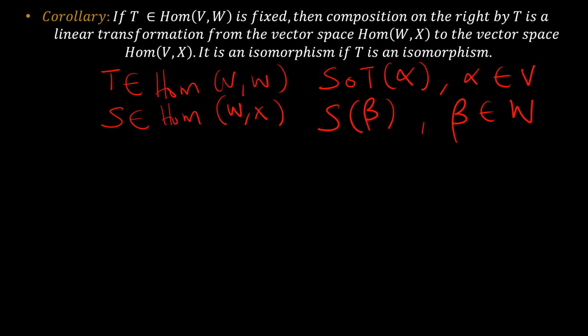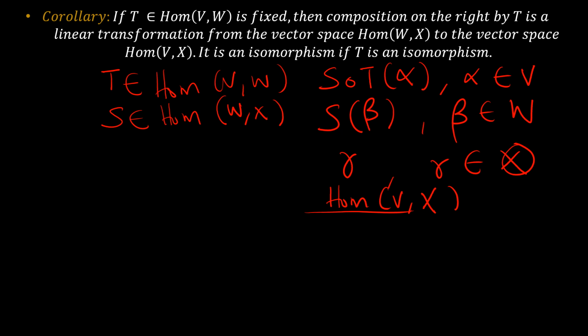And since we say that S is a member of the homomorphism WX, that means that this transformation S of beta will result in gamma, where gamma is a member of X. So we've seen a transformation from V to X. And that is why we have the composition resulting in a homomorphism from the V space to the X vector space. So that's just a quick look at that.